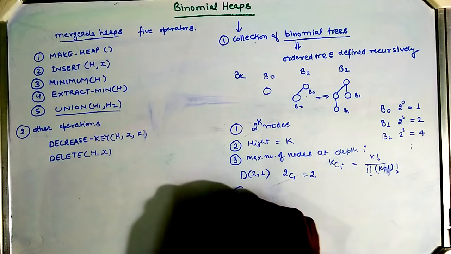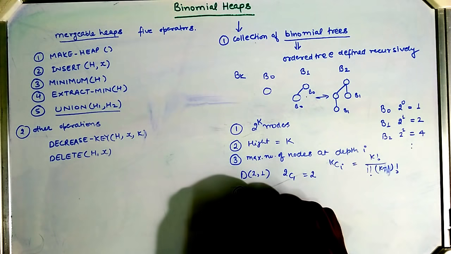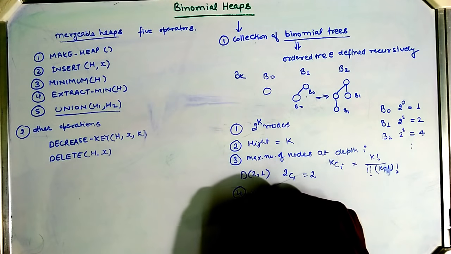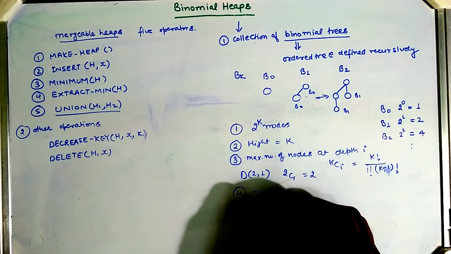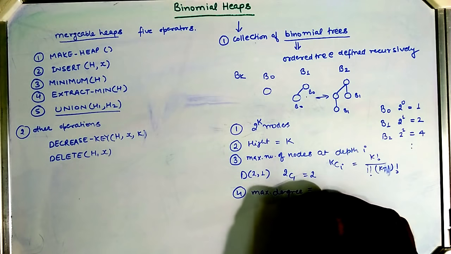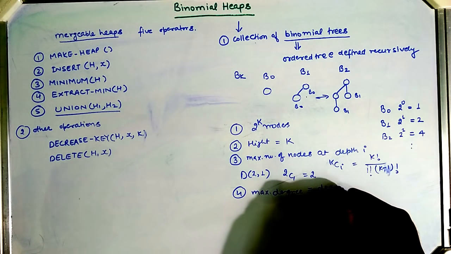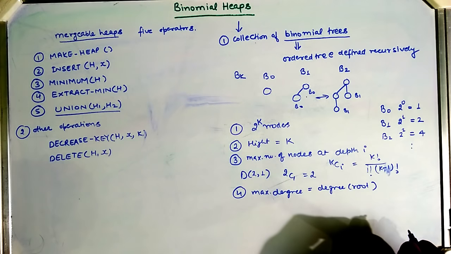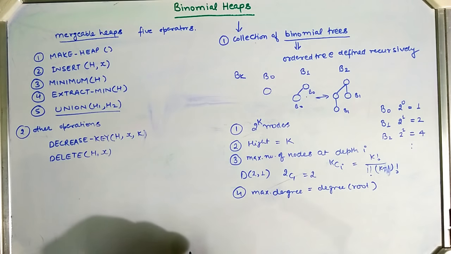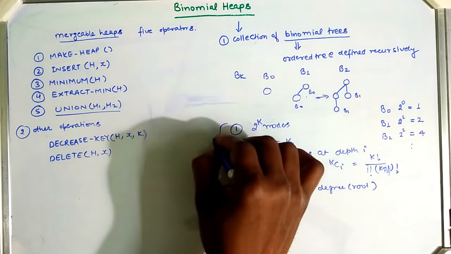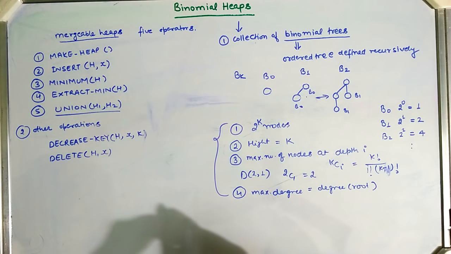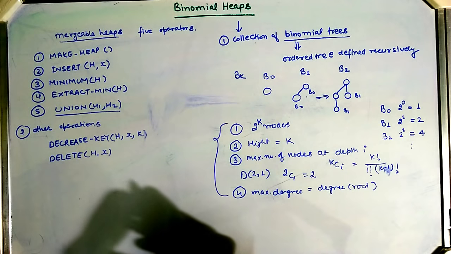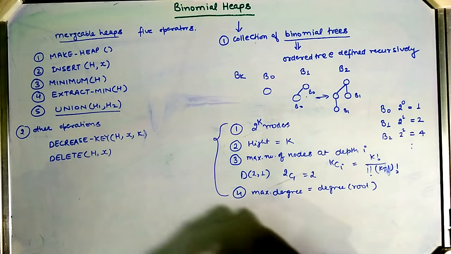The fourth property is the maximum degree of the binomial tree. The maximum degree of a binomial tree is equal to the degree of the root. So the root has the maximum degree in the binomial tree. Okay, and these four properties are followed by every binomial tree, and there are some corollaries or lemmas which are also important to know.